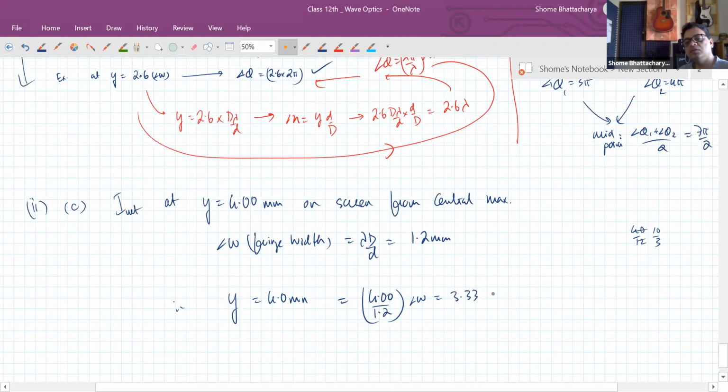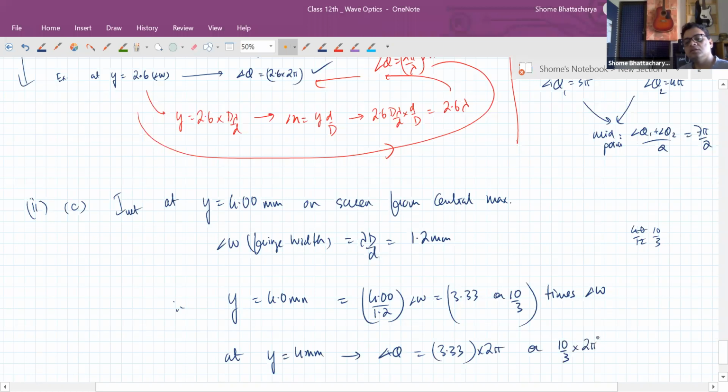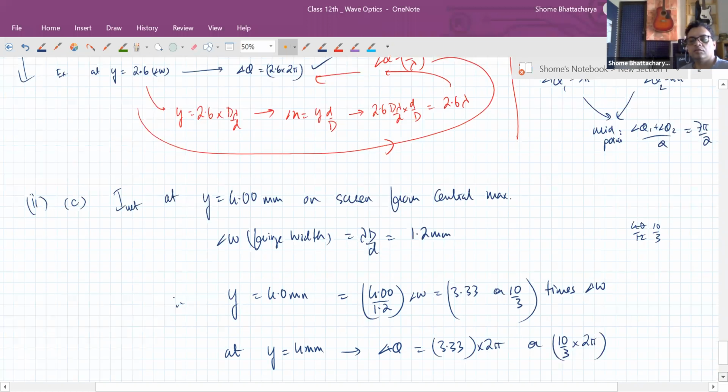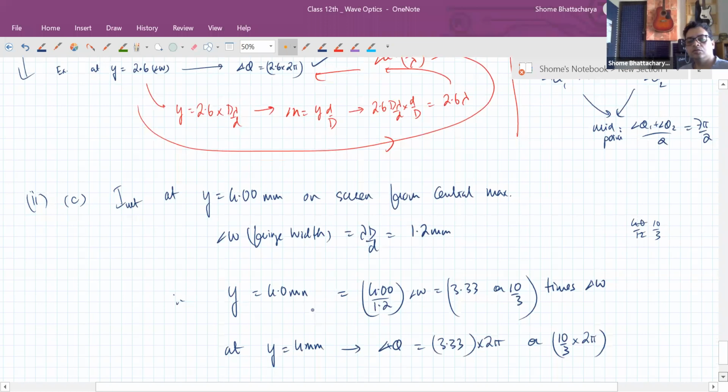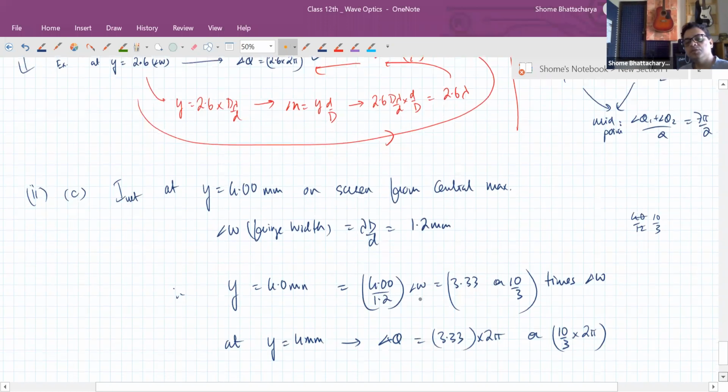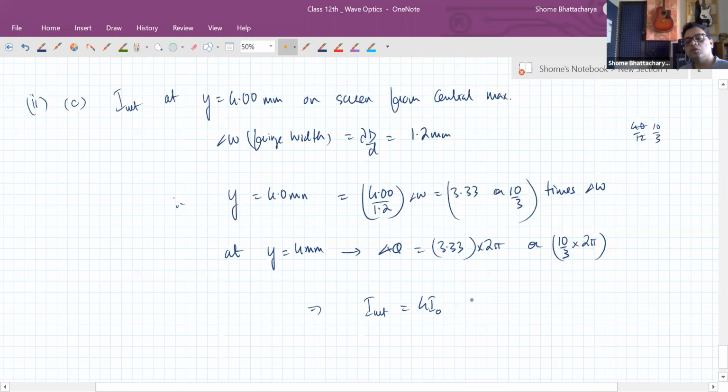So 3.33, or 10 by 3 times delta W. So at this position, at y equal to 4 millimeters, what will happen? My phase difference delta phi, I can directly say it will be 3.33 into 2 pi, or 10 pi by 3. So my net intensity is going to be 4 I naught cos square of 10 pi by 3. That's it. Now we're done.